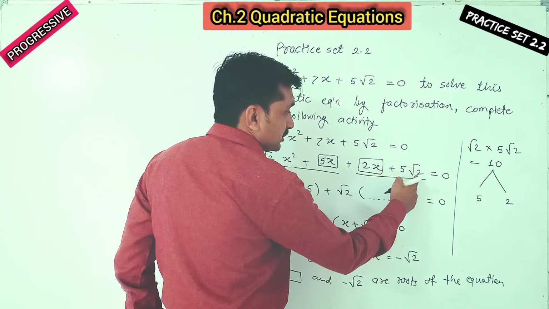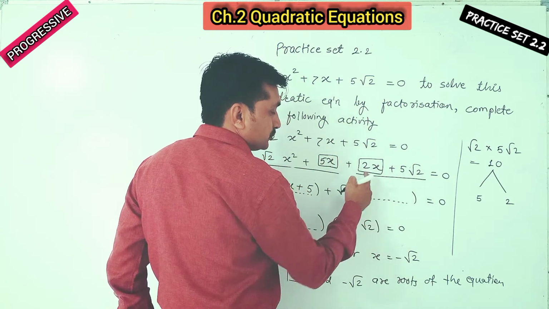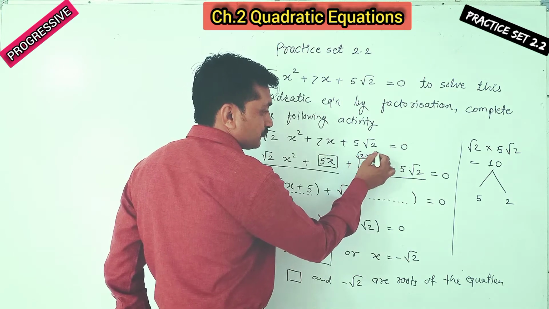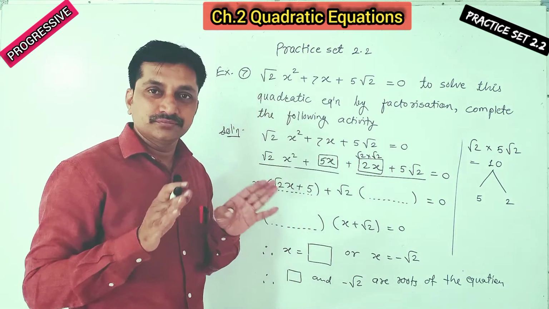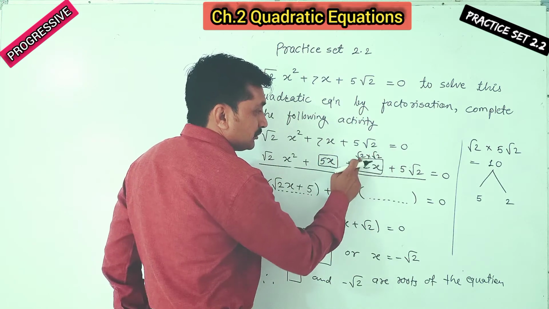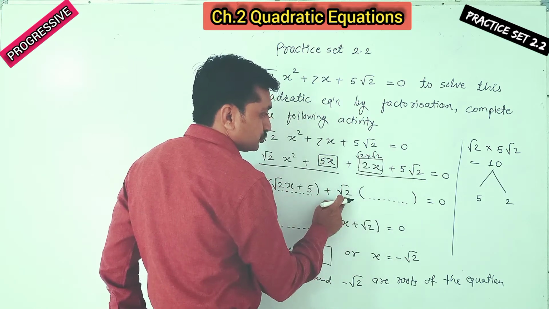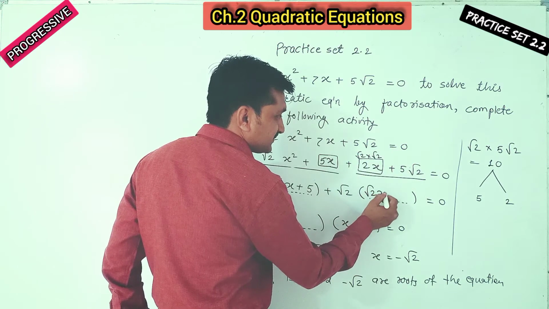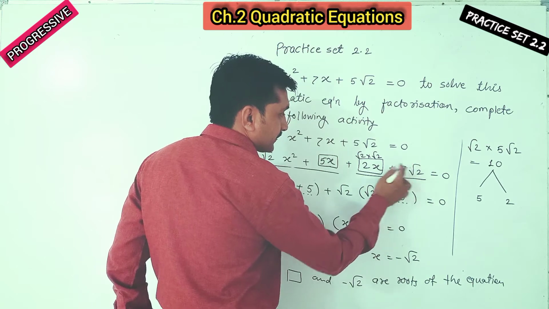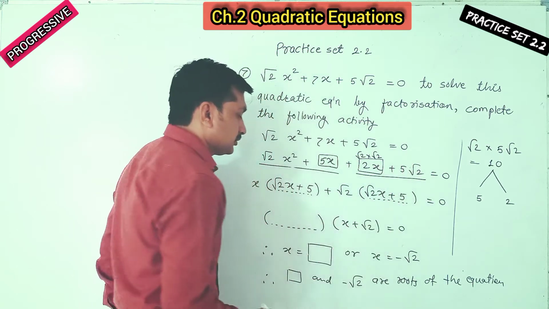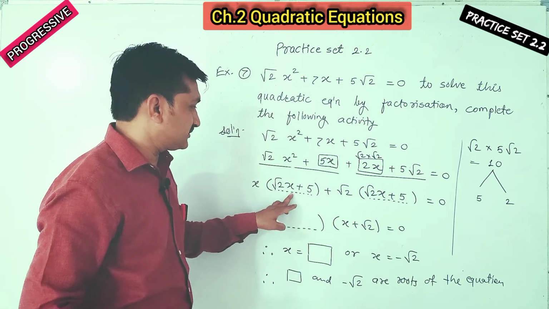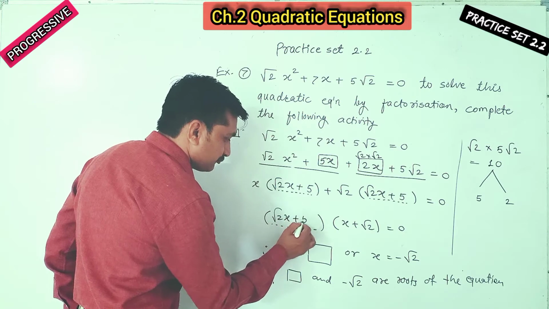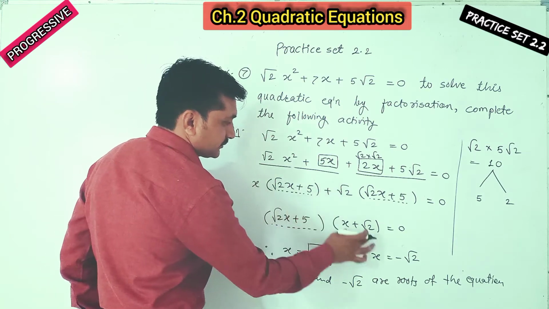Here we have 2 square root of 2 and 2 square root of 2. Now this 2 we can write as square root of 2 into square root of 2. In this way we can split this square root of 2 and this 2. From this, the common factor is root 2, from here this and this. Then what is left here? Square root of 2 x plus 5. Now the common bracket, square root of 2 x plus 5, will come here, and the uncommon parts are equal to 0.